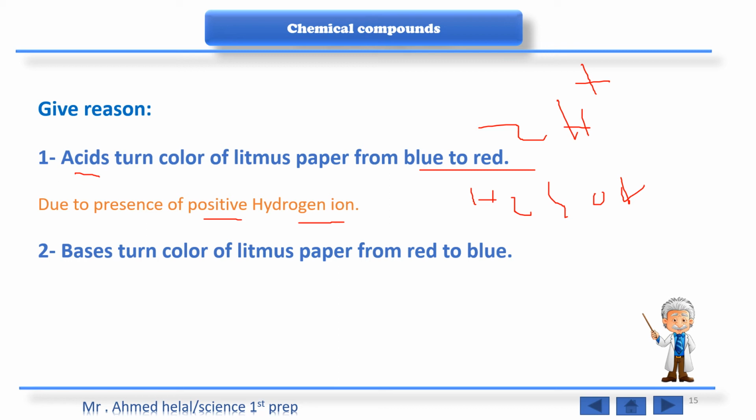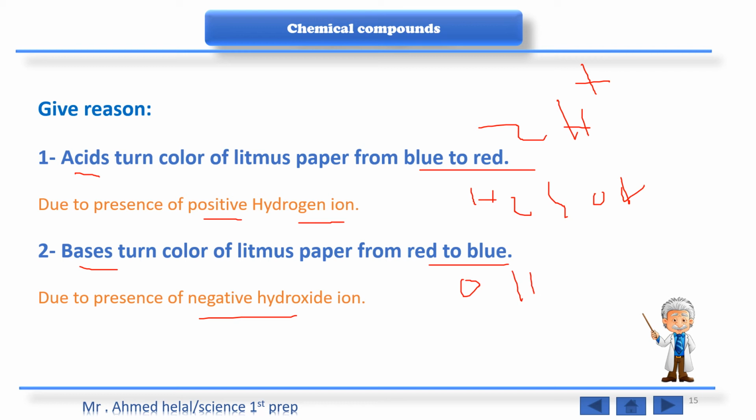But bases turn the color of litmus paper from red to blue. Why? Yes, excellent. Due to the presence of the negative hydroxide ions like NaOH. Here we have OH. This is OH ion, negative ion. It turns the litmus paper from red to blue color.